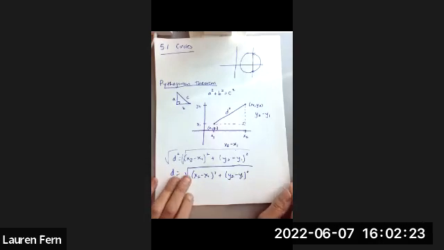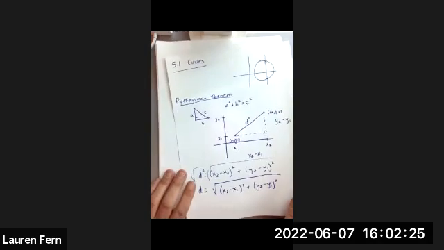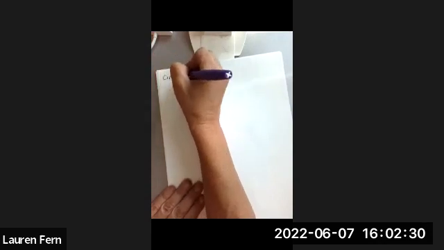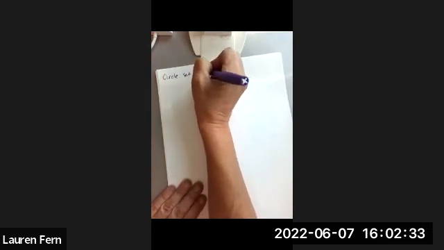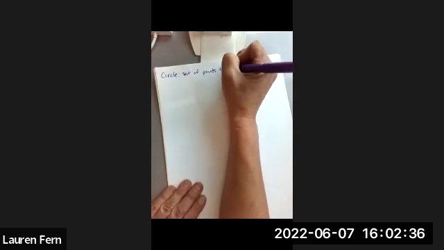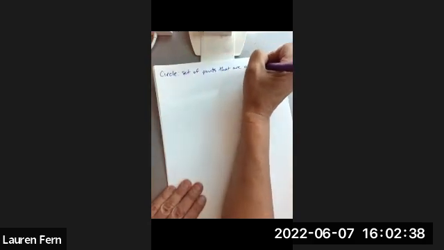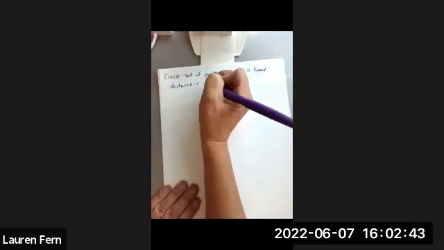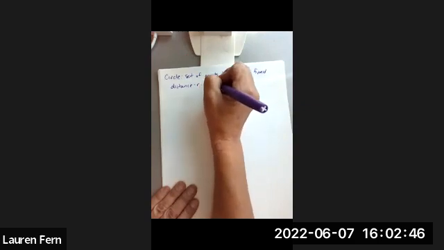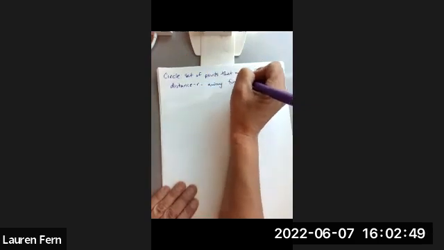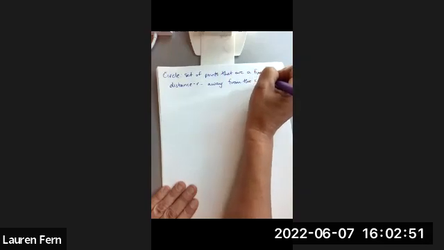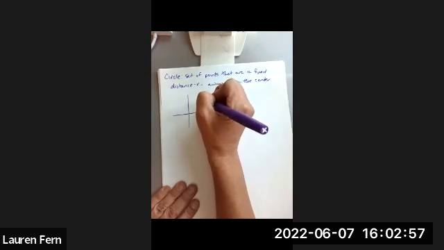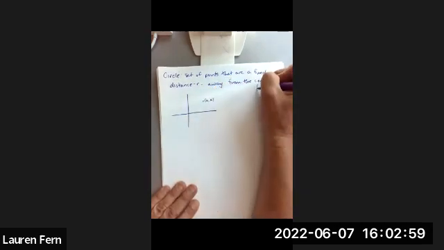So what is the definition of a circle? Well, when we talk about circles, the definition of a circle is essentially the set of points that are a fixed distance, we'll call that distance r, away from the center. So here is the center of my circle. We'll call that (h, k).